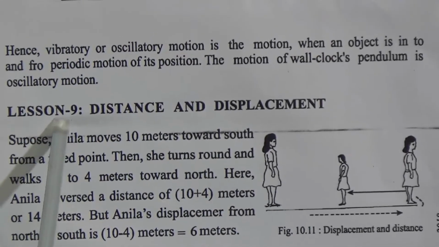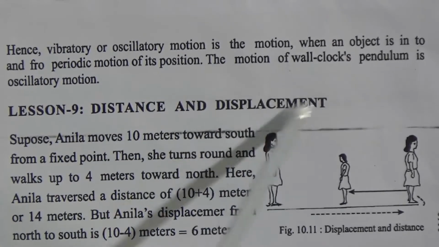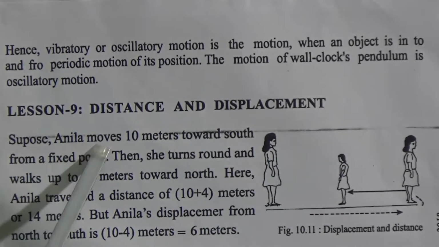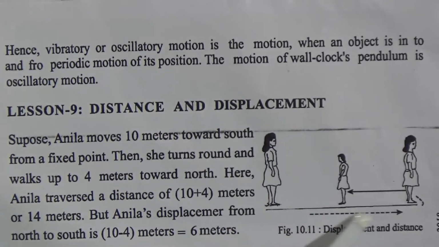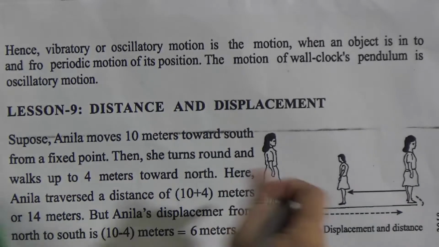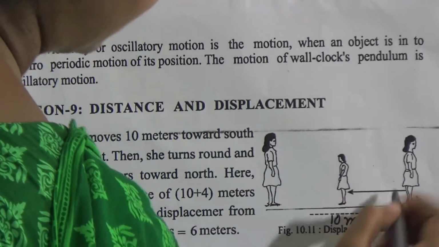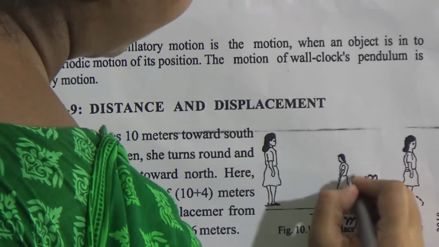The next lesson is lesson 9, distance and displacement. Suppose Anila moves 10 meters towards the south. This is Anila. Anila goes 10 meters from a fixed point, from this point to this point, and she returns and walks 4 meters towards the north. That means she comes back from here. The total distance is 10 meters and then she came back 4 meters.